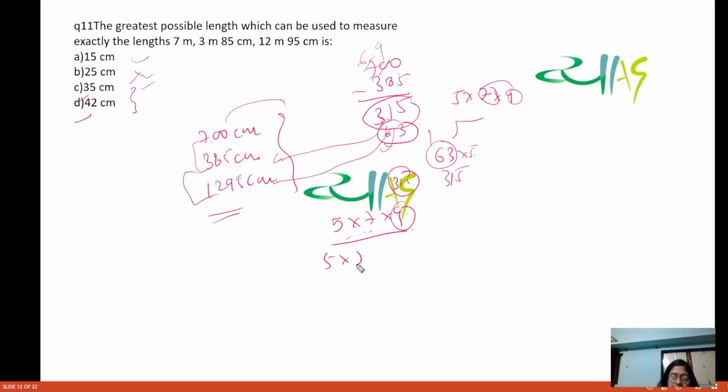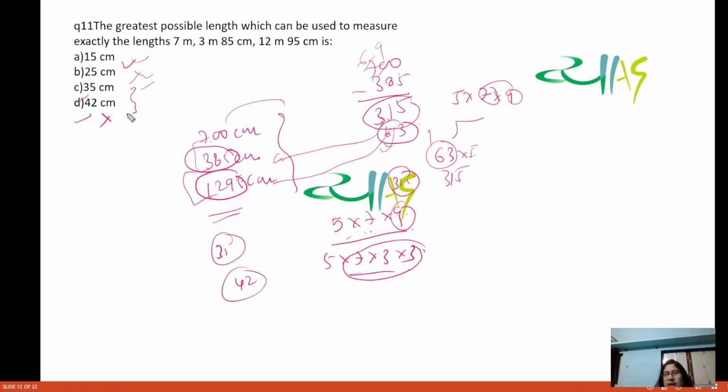So 5, 7, 3 and 3. So 15 can be a possible factor. 35 can be a possible factor. 42, yes, 42 can be a possible factor. But 42 is not a factor. Why? Because see, these numbers are not even numbers. So eliminate 42 and eliminate 25. You are left with 35 and 15. Both of them can be the factors.